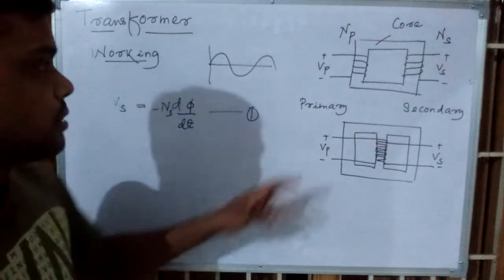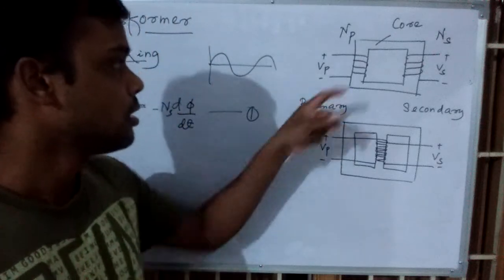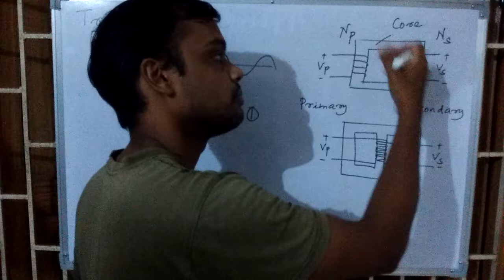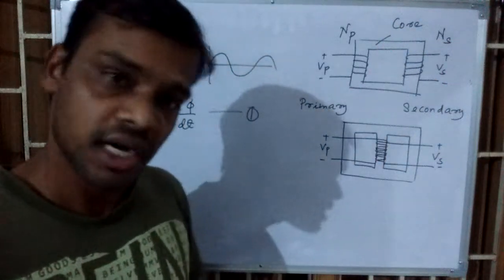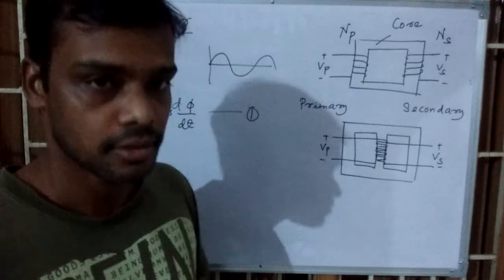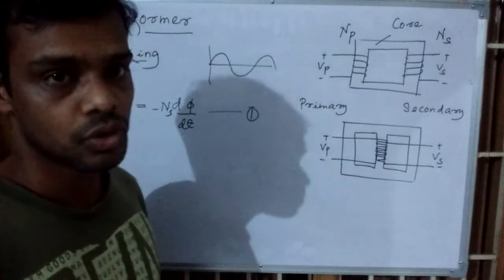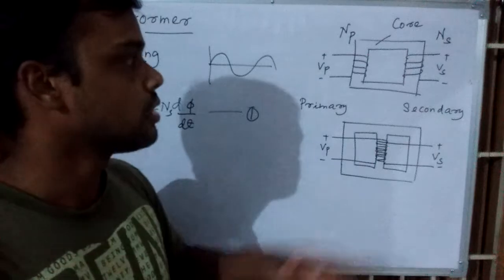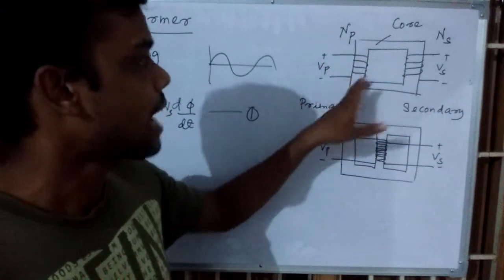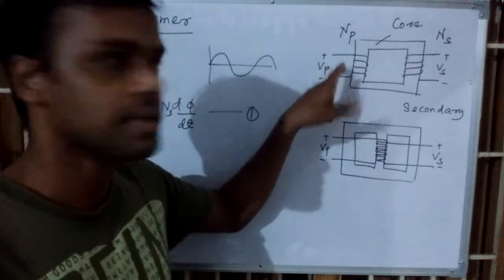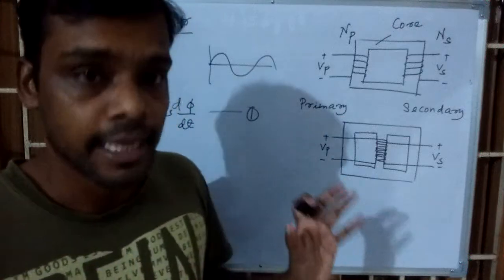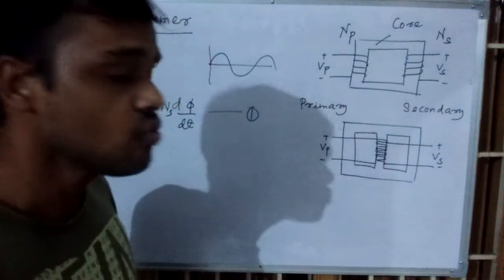Now if EMF is induced here, then because of that EMF there will be a current in the secondary coil. That current will be in what direction? It will be in the opposite direction. By Lenz's law, the current direction will be such that it will try to counter the very cause, that is the primary coil, which is producing it. So of course we do know that term, back EMF. What is that back EMF?